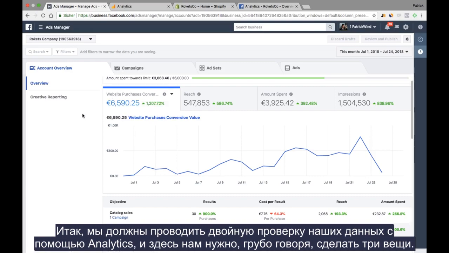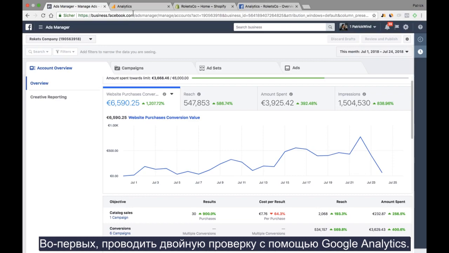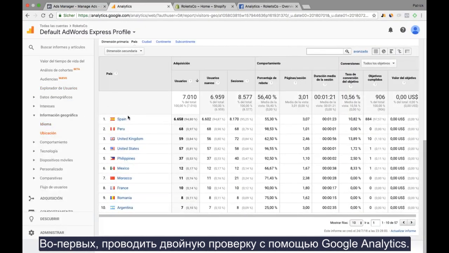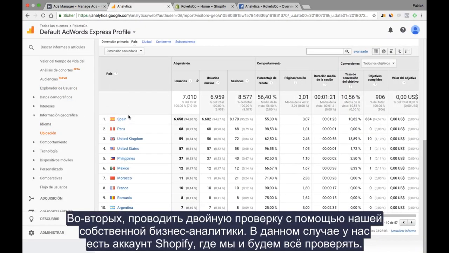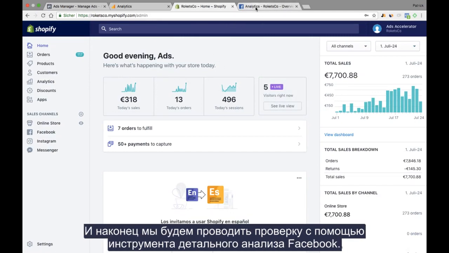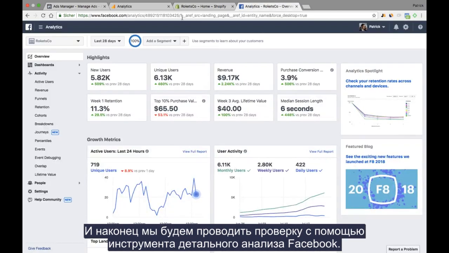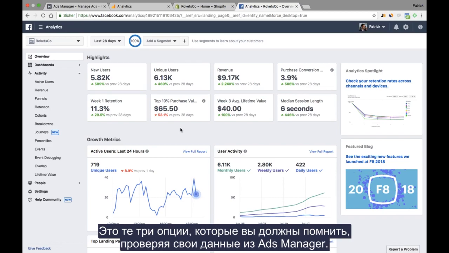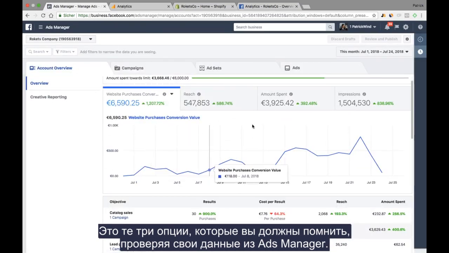Basically three things that we want to do. On the one hand, we want to double check it with our Google Analytics. On the other hand, we want to double check it with our business intelligence. So in this specific case, we have a Shopify account, so we want to double check it with our Shopify page. And then last but not least, we also want to double check it with our Facebook Analytics deep dive.